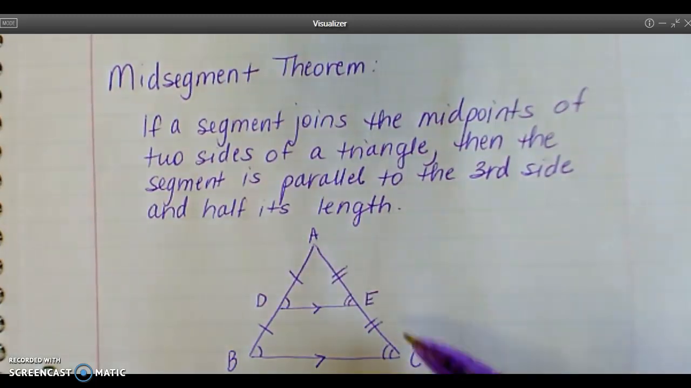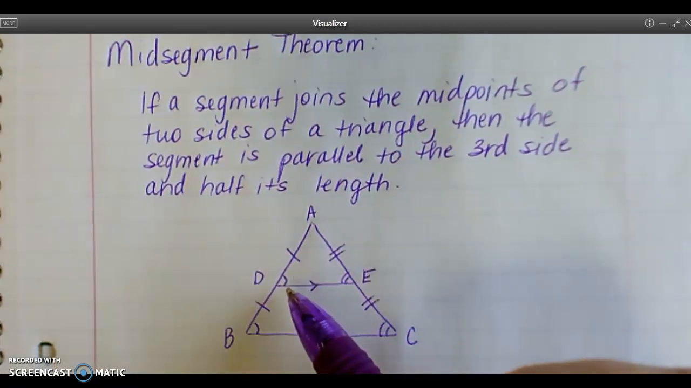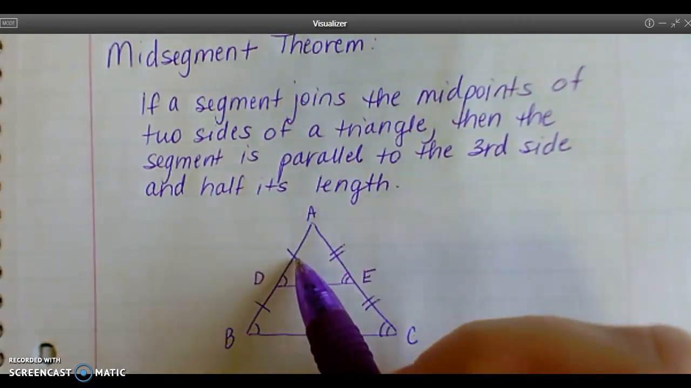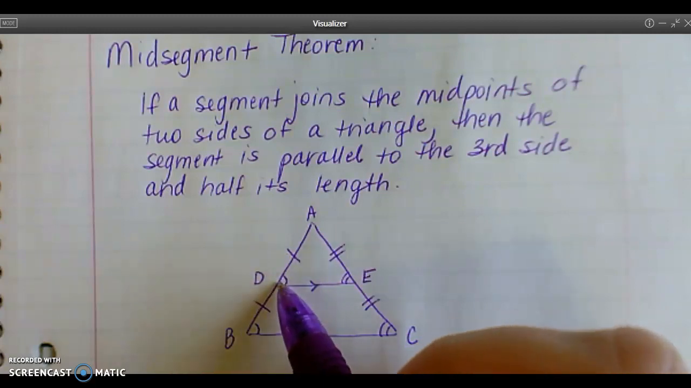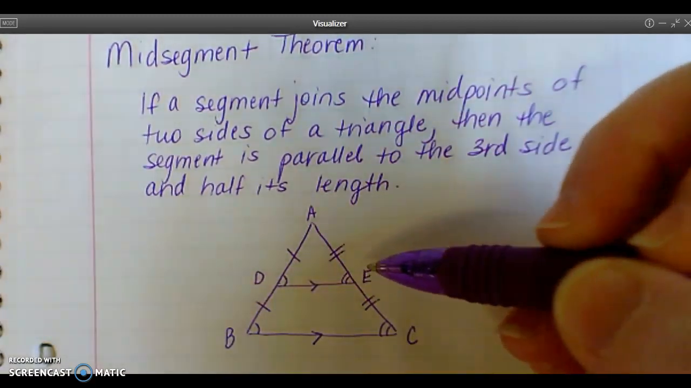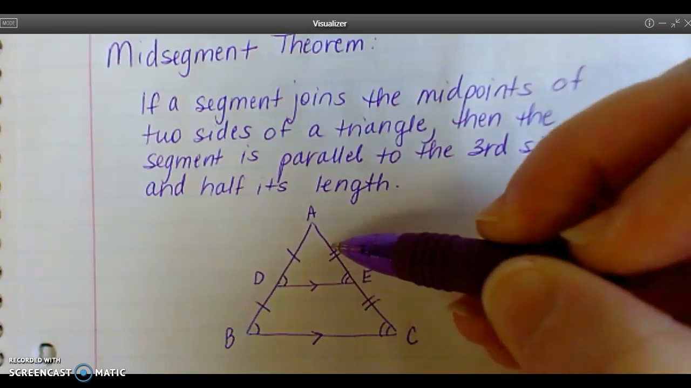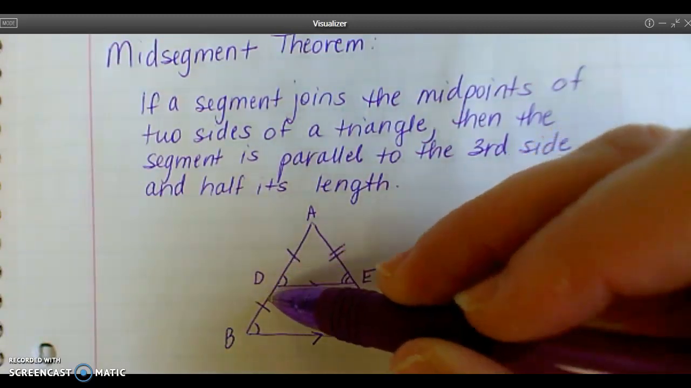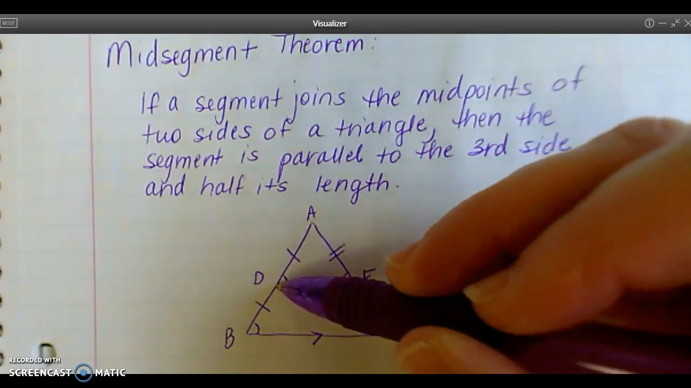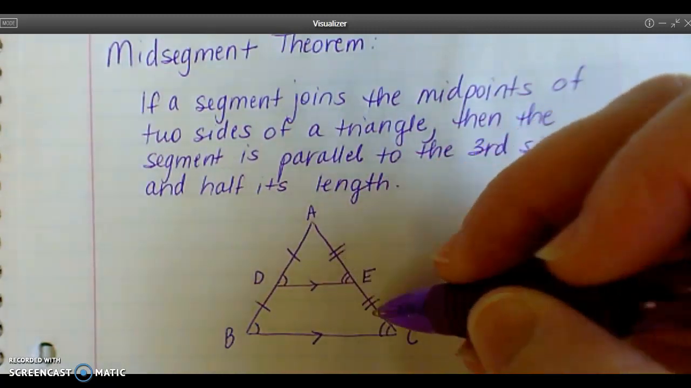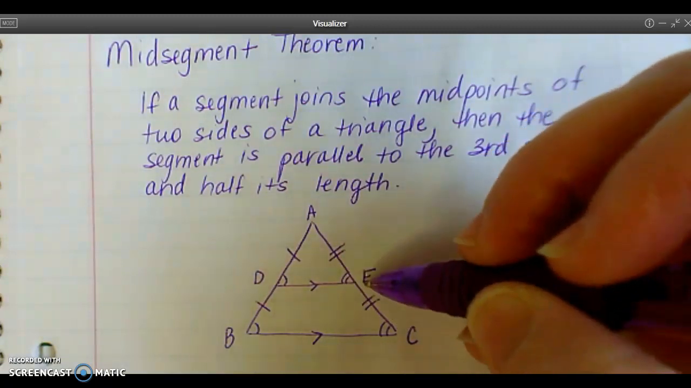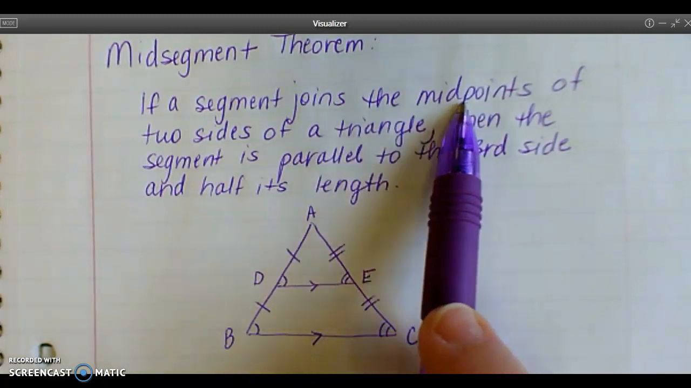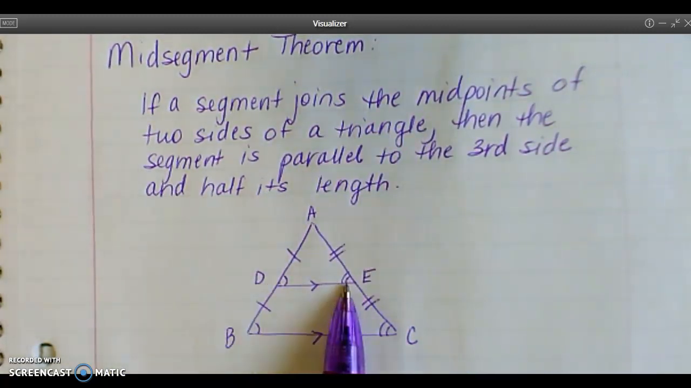Alright, here's a triangle. I know that D is the midpoint of A and B because these two lines are here. That tells you that those are the same, so this is at the midpoint. I also know that this is the midpoint of these two because I can see those markings. So those markings say that these two sides are the same, so that's at the midpoint. These markings tell me that these two parts are the same, so E is the midpoint. So first it tells me that a segment joins the midpoints. So here's the segment joining the midpoint.